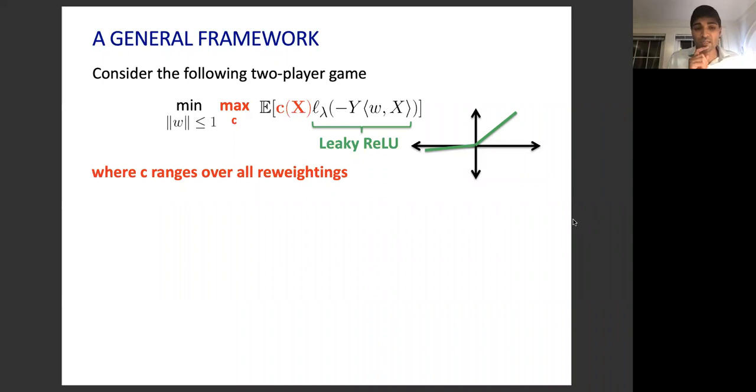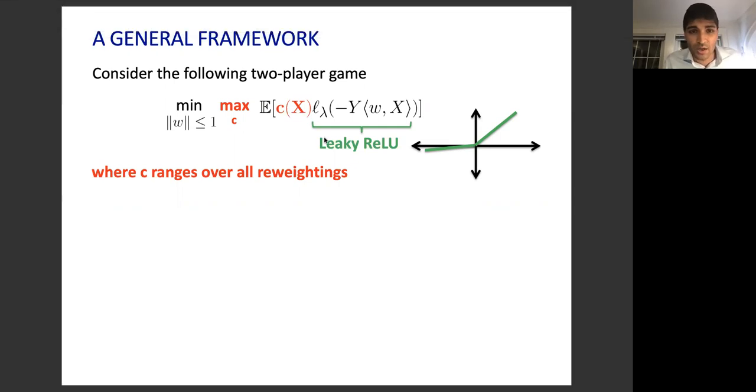The only difference is that now we're going to inject some adversary who is allowed to reweight the distribution. So this max player is allowed to say, hey, I only care about points x that land in this region, and I want to care about the conditional loss of the points that land there.